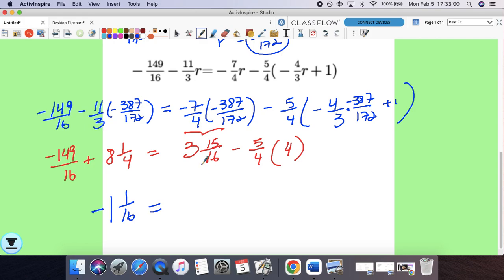And for the love of God, I hope the right side works. So we have, and again, this simplifies, right? So that 4 and 4 simplifies. So in the calculator, we're going to put clear, 3 15 over 16 minus 5, right? Because the 4 and the 4 simplifies. So, oh, look at that. And there's our check.